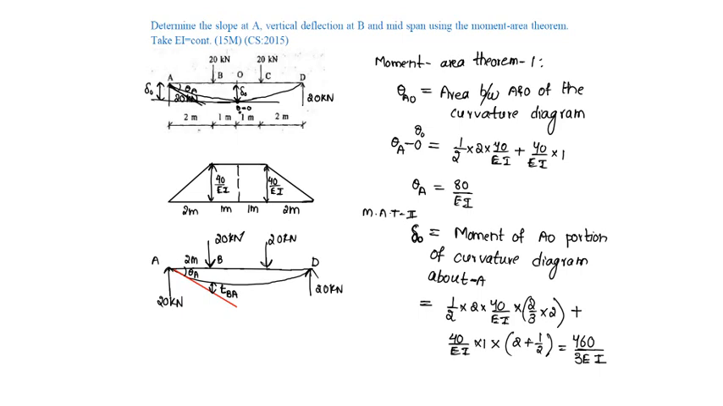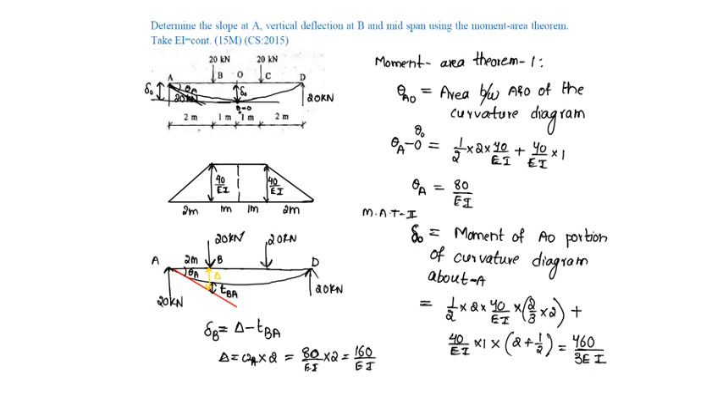So the total deflection is, say, delta. So our required deflection at B will be delta minus TBA, where delta equals theta A into 2, which is 80 by EI into 2, that is 160 by EI.